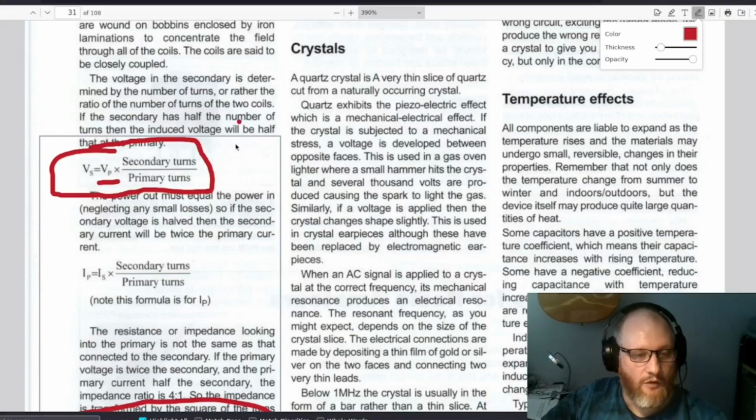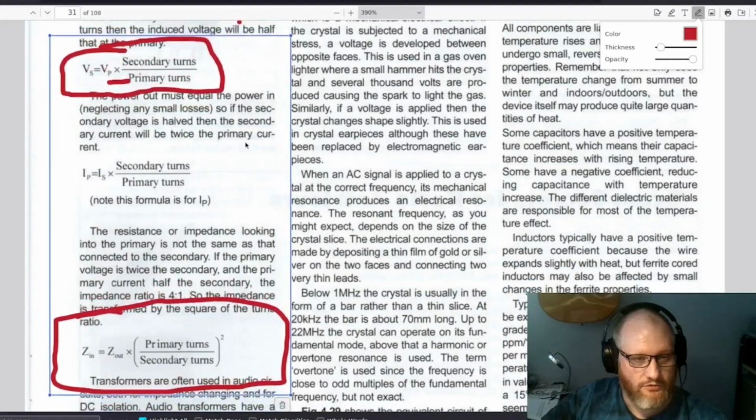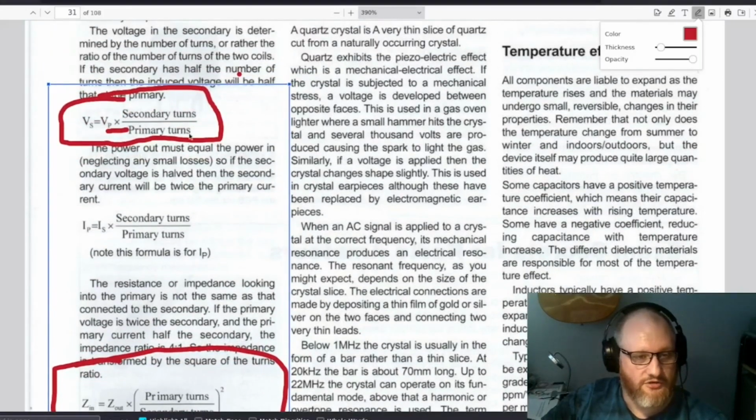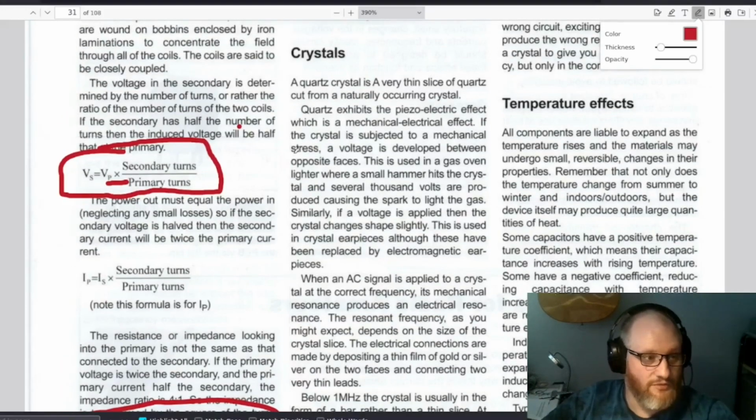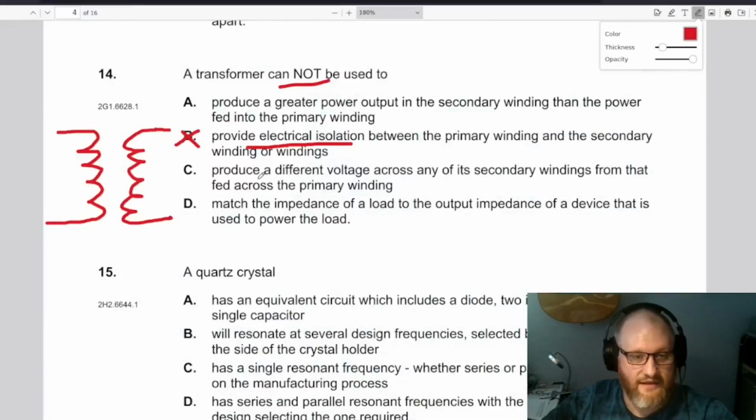So if we had 1 turn on our secondary coil and 5 turns on our primary coil, we would then have a ratio of 1 to 5. We put 10 volts AC in, 10 times 1 divided by 5 will give us 2 volts on our secondary coil. So we're using it there to transform the voltage across the primary into a different voltage on the secondary winding, and that is exactly what option C is explaining: produce a different voltage across any of its secondary windings from that fed across the primary winding. Again, we're looking for things that a transformer cannot do, so we have to remove option C.